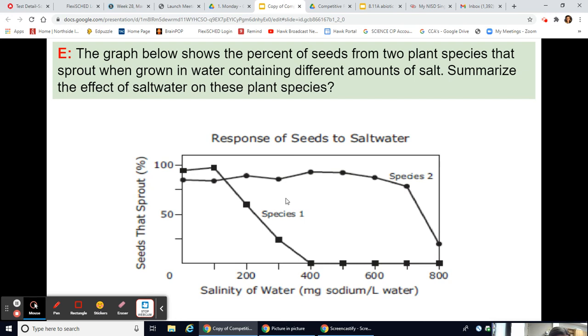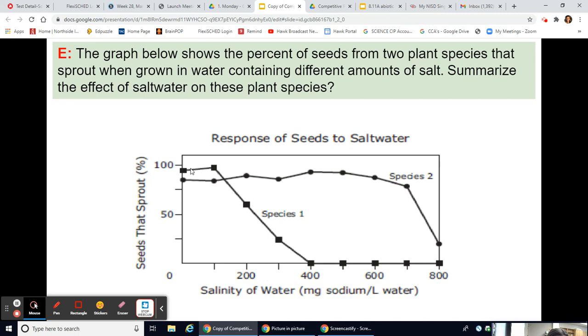So here we have species one, and here you have species two. When you look at your x-axis, it says salinity of water. That means how much salt is in the water. You can see the salinity of the water is increasing. And then seeds that sprout. So here we have the seeds, two different species of seeds.